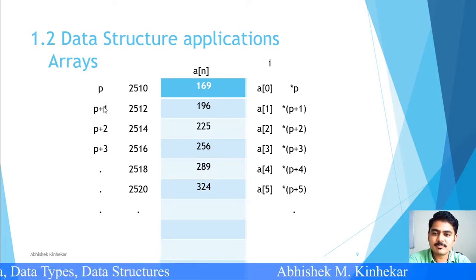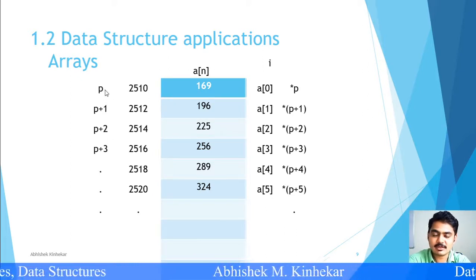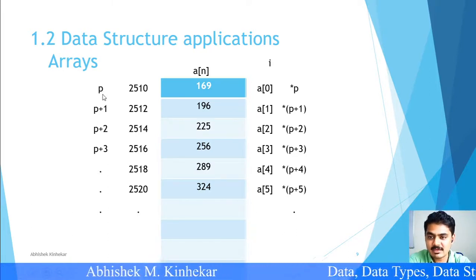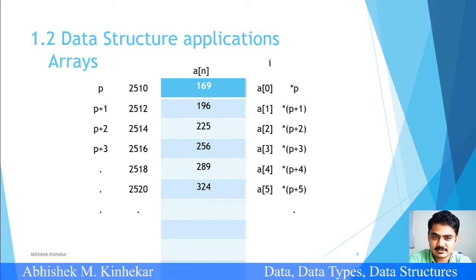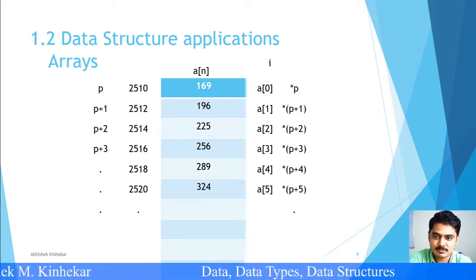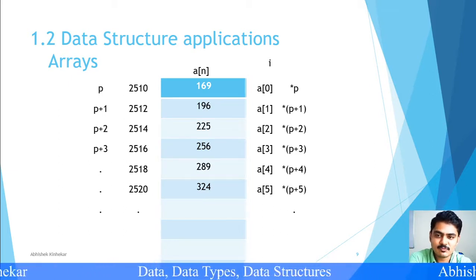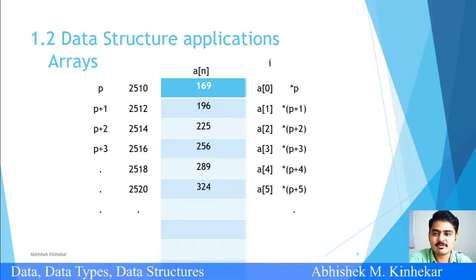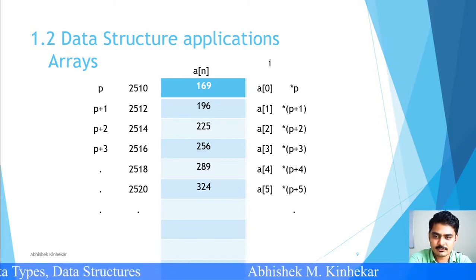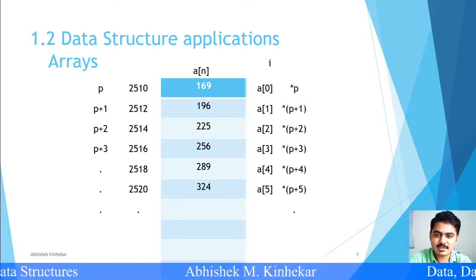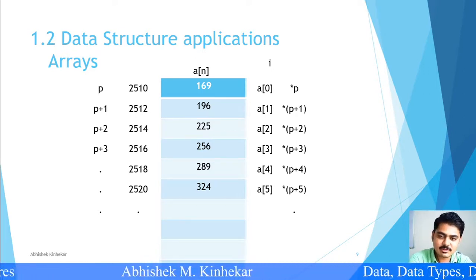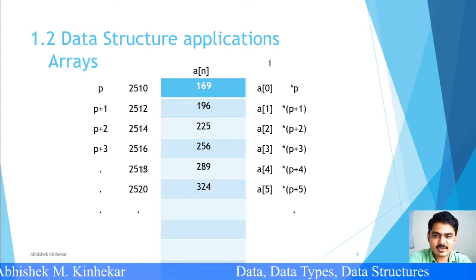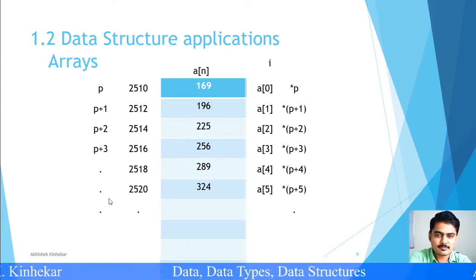What if I do p plus 1? See, normal arithmetic and pointer arithmetic are different. If I do p plus 1, that simply means I am incrementing the value of the pointer by the size of an integer. Size of an integer is 2 bytes, let us assume. So if I do p plus 1, 2510 gets 2 added to it, the size of an integer, and the next value I get is 2512. Then again, if I add 1 to it, I get 2514. If I add 1 to it, I get 2516, and so on. So these are the range of addresses which can be accessed through p.